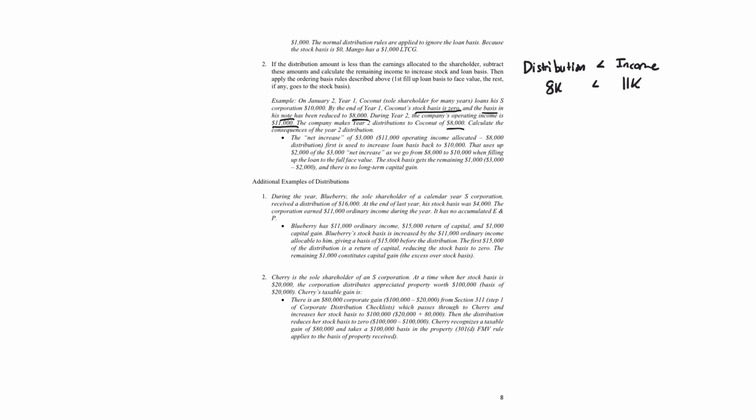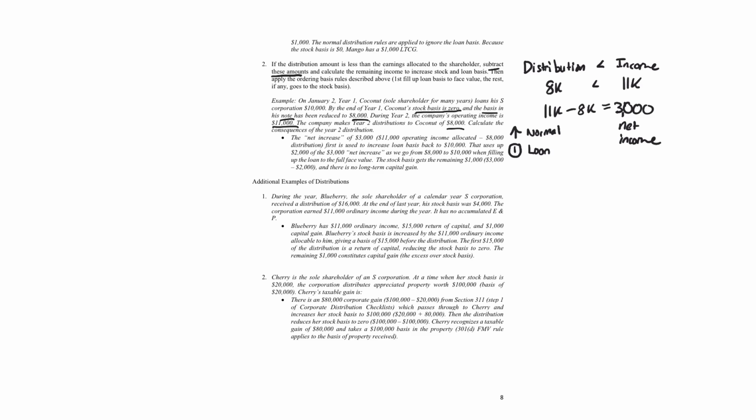So the rule is we're going to net, we're going to subtract these amounts. So we net just like we did the other ones. So we take $11,000 minus $8,000 and we get $3,000. This is net income. We're going to apply the normal increase rules for loan and stock. So remember, the way it works is first we allocate to the loan. So we increase the loan first.